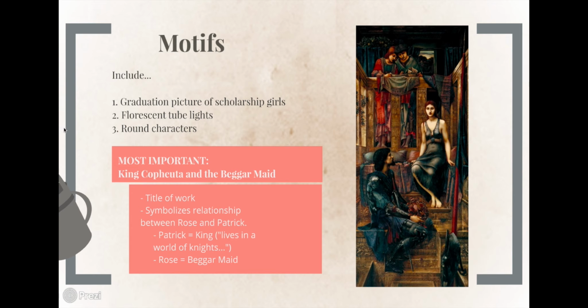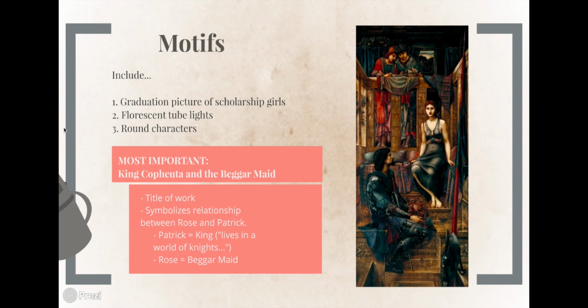However, the most important one remains to be the painting of King Cophetua and the Beggar Maid. As you can see, the title of the piece is borrowed from it, but it also symbolizes the relationship between Rose and Patrick. Patrick sees himself as the king, with explicit hints from Munro, such as Patrick lives in a world of knights, and also how he loves helping damsels in distress, meaning that he loves helping troubled young ladies. And Rose's role in this case would be the beggar maid, indeed a poor countryside girl.